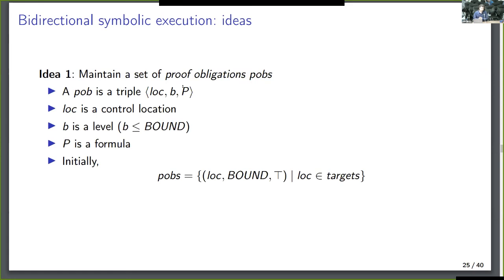Initially, when we get the targeted test generation problem, we initialize POBs with this triple, where we enumerate every target and just bind this POB to the target location, allowing it to make the maximal amount of steps possible, and the formula is just true. So we must reach this location no matter what the conditions are. So this is the first idea: maintain this set of proof obligations and propagate them.